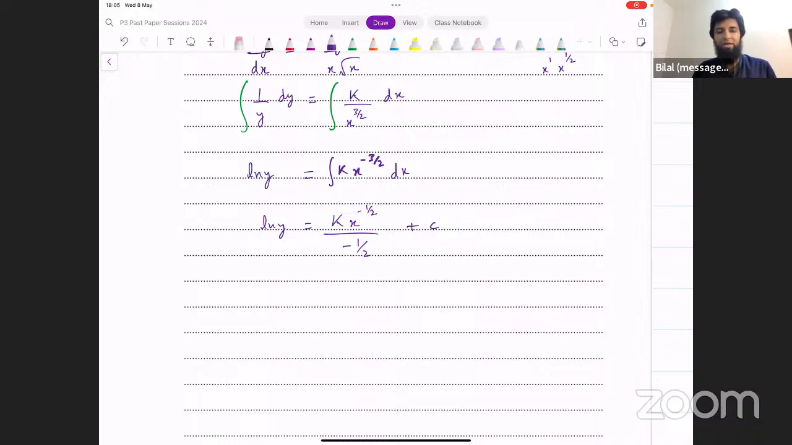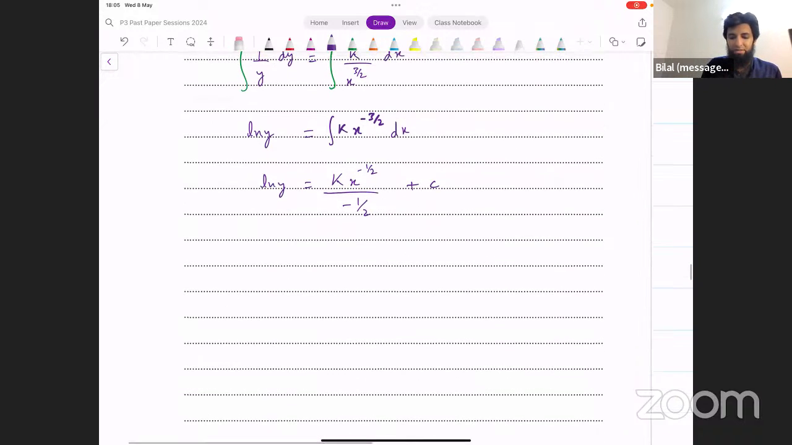Now that we have integrated this, let's find the values of k and c. How would we do that? ln y equals, this 2 will go to the numerator. So it becomes minus 2k into x raised to the power minus 1 over 2 plus c. Now we can simplify this a bit further. It becomes minus 2k divided by x power 1 over 2 plus c, or under root x if you want to write it that way.